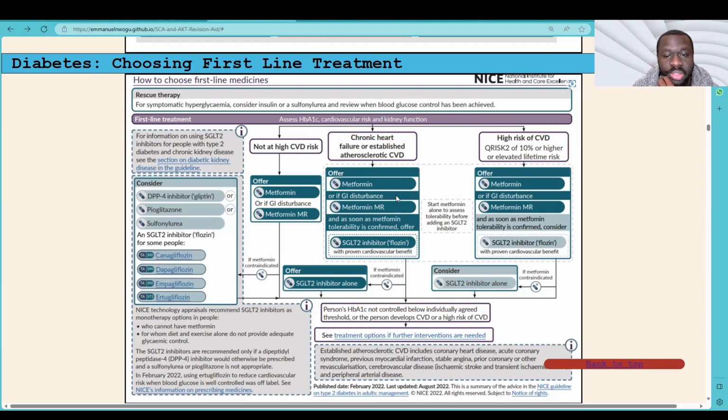So if there is significant cardiovascular risk, as soon as metformin has been optimized and tolerated, you want to introduce an SGLT2 inhibitor, commonly dapagliflozin. If there's a high cardiovascular risk, which means QRISK of 10% or more or elevated lifetime risk, most times you start with metformin, if GI disturbance use the MR, and as soon as metformin tolerability is confirmed, consider SGLT2 inhibitors like dapagliflozin with proven cardiovascular benefits.